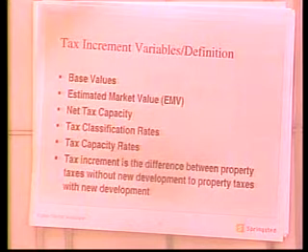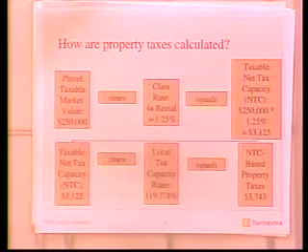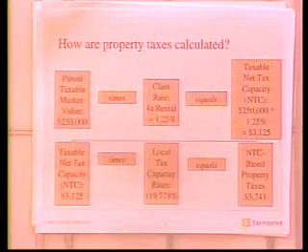A couple of the variables and definitions for tax increment financing are the base value, which is the pre-development value, the current value of the property. The estimated market value, which is the post-development value. What is the tax value and tax base going to be on that site after development? The net tax capacity, which is a way of determining the difference between the two. Tax classification rates, tax capacity rates. And then tax increment is the difference between property taxes without new development and property taxes with new development. That's a mouthful, and we'll get to explaining that in more detail later.